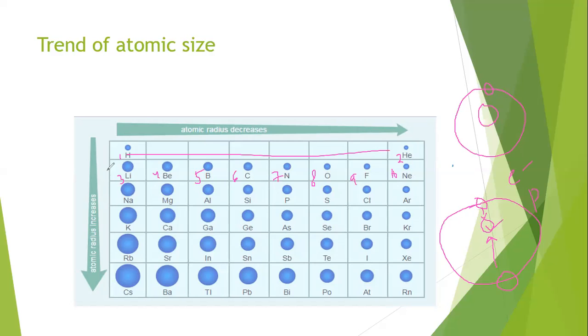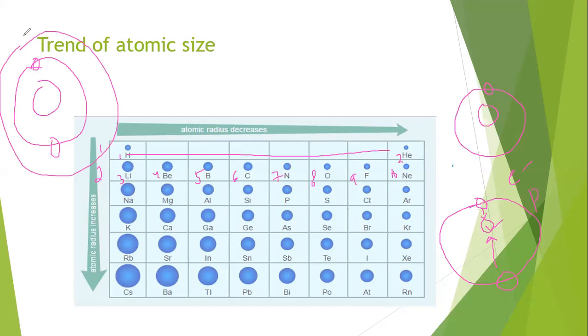This was the first period, now see in a second period. In lithium there are 3 electrons, 2 electrons in the first shell and 1 electron in the other shell. If you look at the structure of beryllium, beryllium has 4 electrons, 2 electrons in the first shell and 2 electrons in the second shell, the L shell.